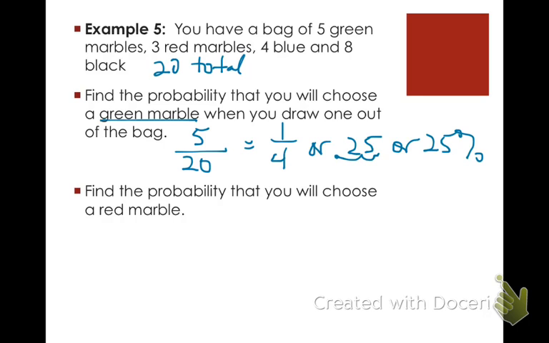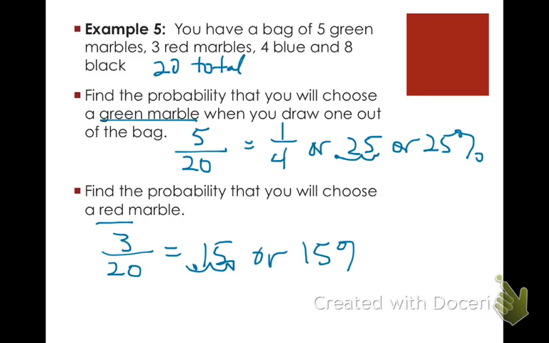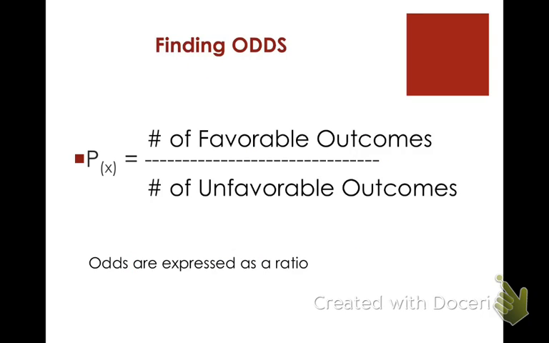Now let's look and find the probability that you'll choose a red marble. So red is our favorable now. So there's 3 of those compared to 20. That ratio is reduced. If we divide that out and write it as a decimal to 2 places, it's 0.15, and then move that decimal place 2 places to the right, we have a 15% chance that we're going to choose a red marble. Now let's talk about finding odds.